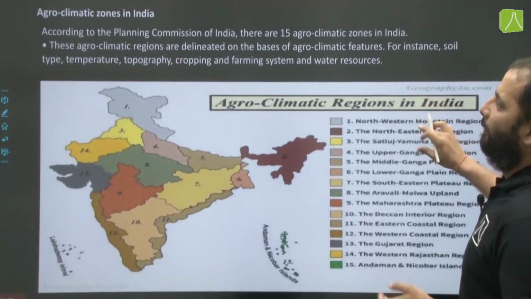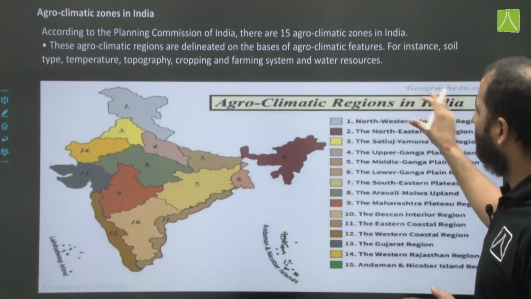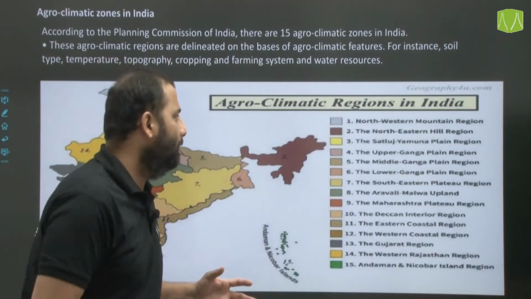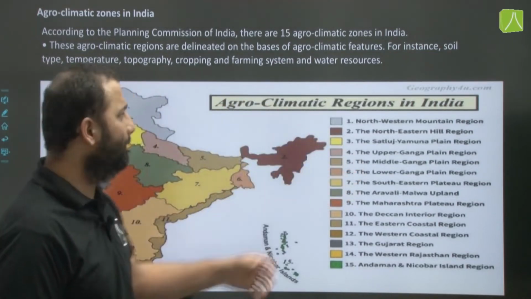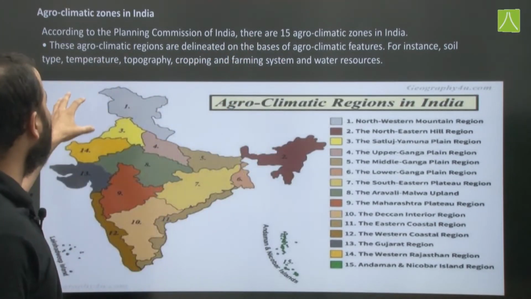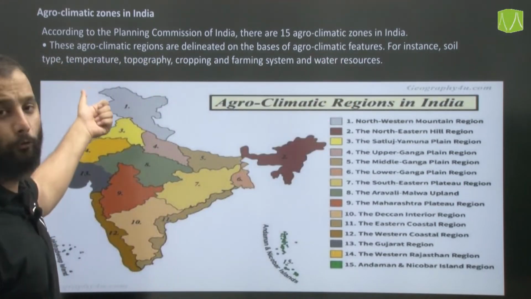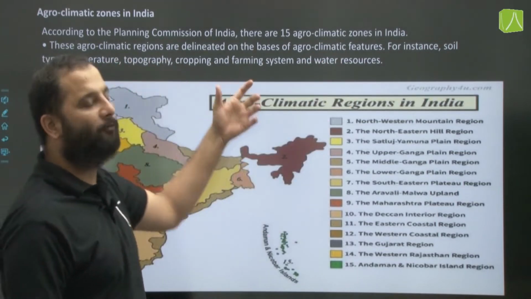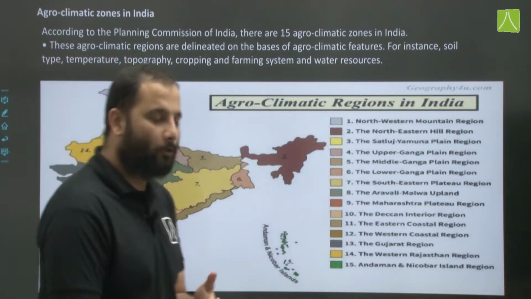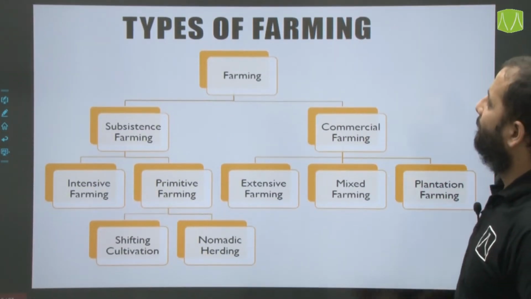Now first here we will find some agroclimatic zones in India. On the given map we have shown some of the zones where different kinds of agriculture are practiced in India, that is the different regions basically. According to the Planning Commission of India, there are 15 agroclimatic zones in the country, and these are on the basis of agroclimatic features, for instance, soil type, temperature, topography, cropping and farming system of that particular area, and availability of water resources.